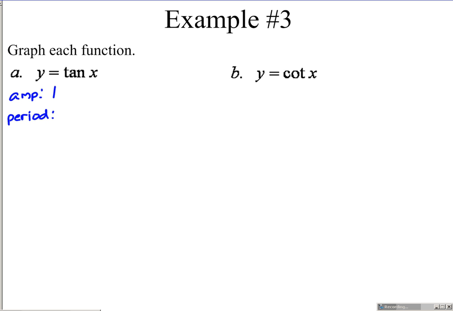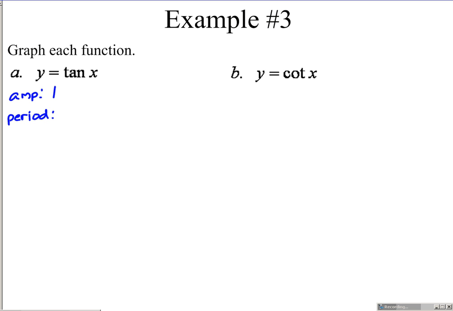Section 4.6 continued. Last two trig functions that we're going to look at the graphs of are tangent graphs and cotangent graphs. We're going to list the same information that we do for sine and cosine graphs to begin. So our amplitude is 1. The first major difference between tangent and cotangent graphs compared to the sine and cosine and therefore secant and cosecant graphs is that the normal period or standard period of a tangent and cotangent graph is pi radians.